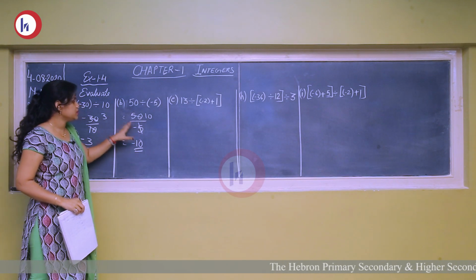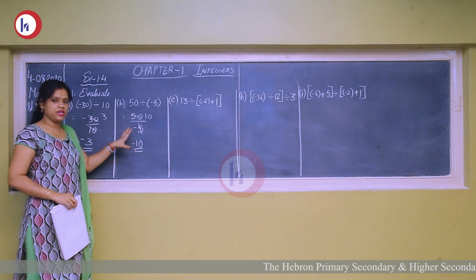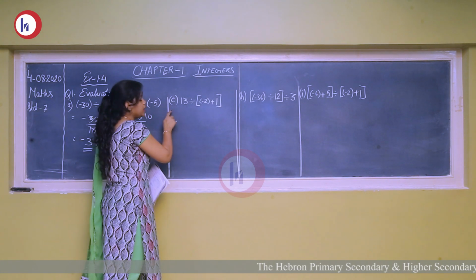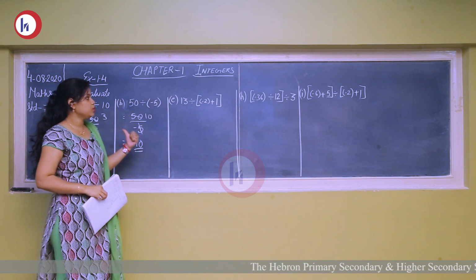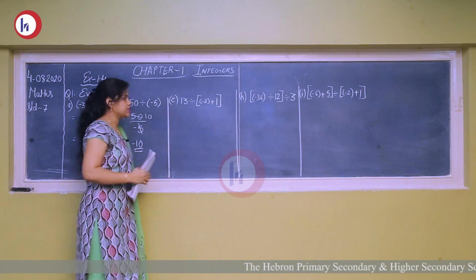First you divide the numbers and then look at the signs. That will be easy for you to understand. Now C and D are the same type of sum, you can solve them. Now I am coming to the E sum.